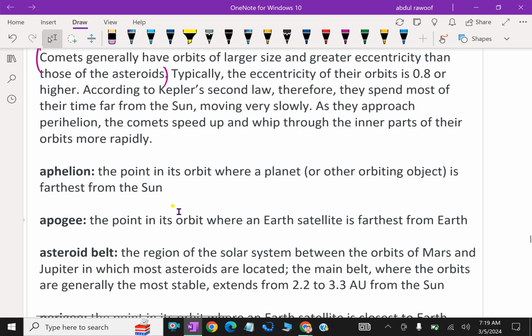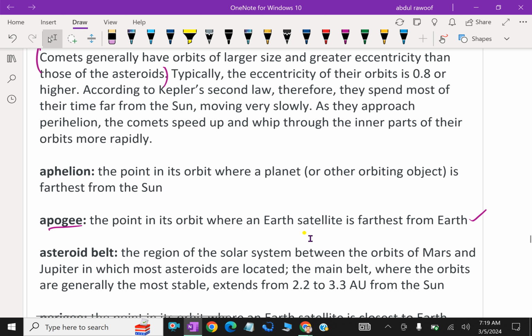Now, we'll check some important points in the solar system. Aphelion: the point in the orbit where a planet or other orbiting object is farthest from the Sun is called aphelion. Apogee: the point in its orbit where an Earth satellite is farthest from the Earth is apogee.